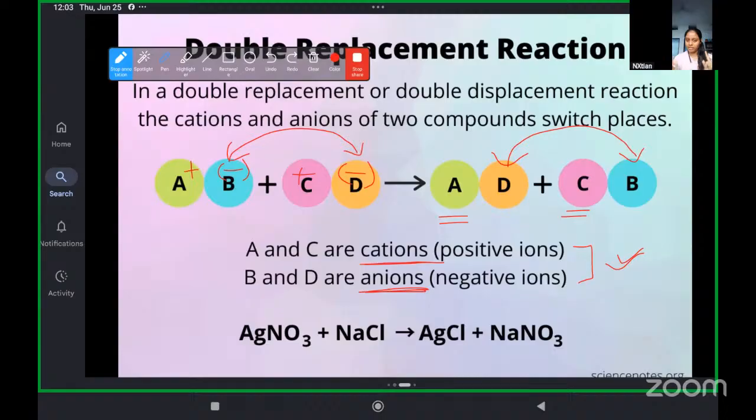Why also double? Because a pair of two are there. That is why double, and switch places. That is why double displacement.